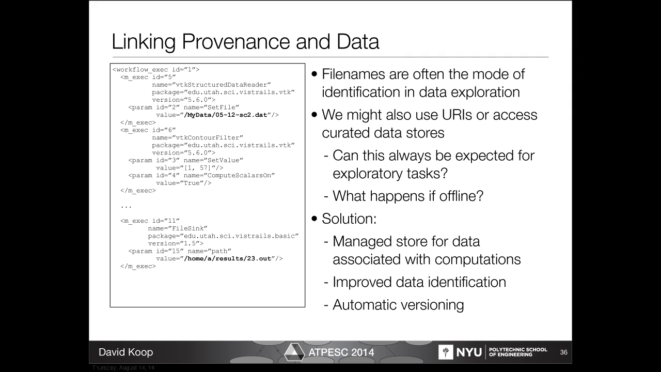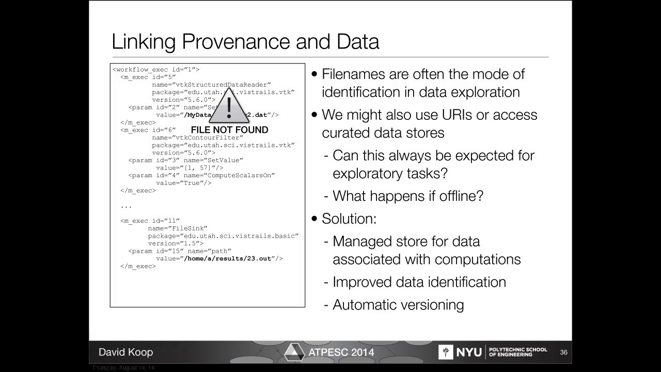Another piece of this is getting at the data provenance side of things, and how we link the provenance with the data. If I write out a log file that says my data is 0512-sc2.dat, that file may exist on my local computer, and if I keep that provenance and that file in the exact same place, I can go back and figure that out. But otherwise, I'm going to run into file not found if I try to repeat this experiment, if I try to reproduce it. File names are often the mode of identification when you're exploring a bunch of data. But really, it would be better to have URIs or curated data stores. But if you don't have that, can we do better things at least?